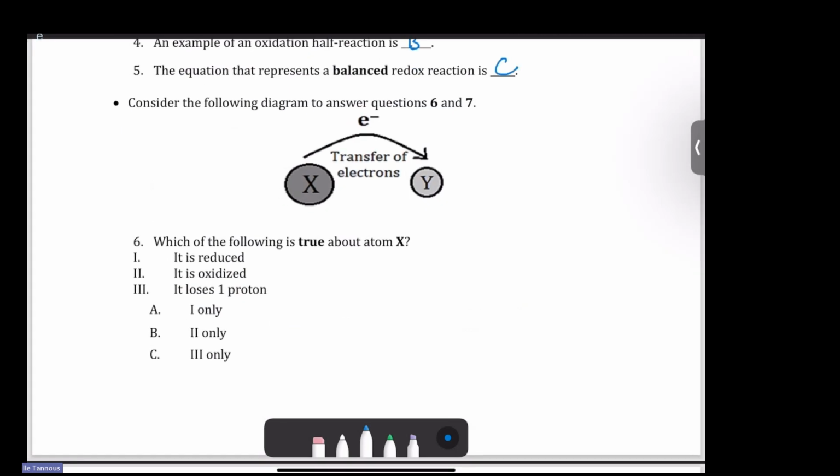Which of the following is true about? Miss, I didn't get why E is not a redox.